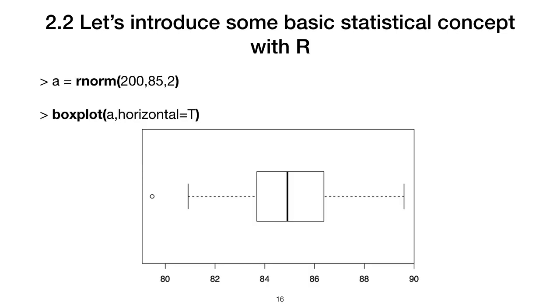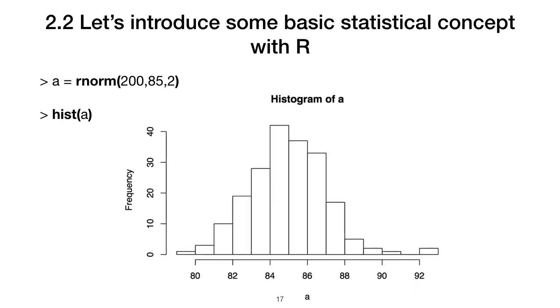Another way of looking at the notion of distribution is by using the concepts of boxplot and histogram. Here, we simulate 200 people, and we represent their distribution using a boxplot and the boxplot function, which provides some kind of graphical representation of the summary function. Here, we simulate 200 people, and we represent their distribution using a histogram and the hist function.